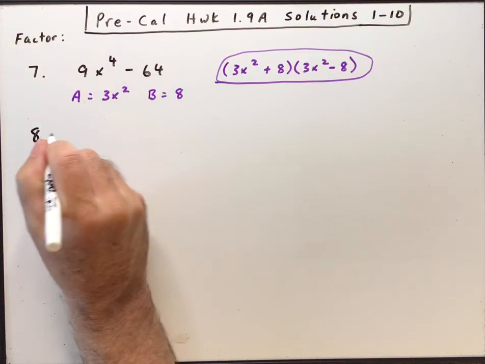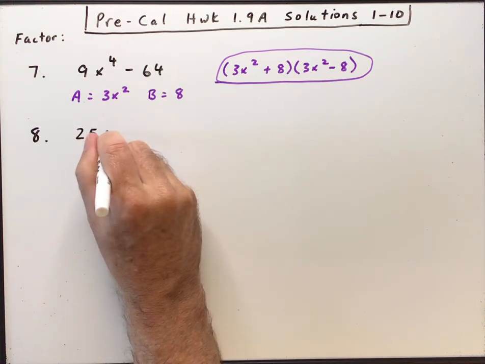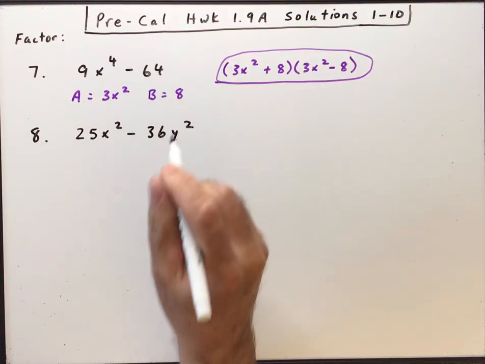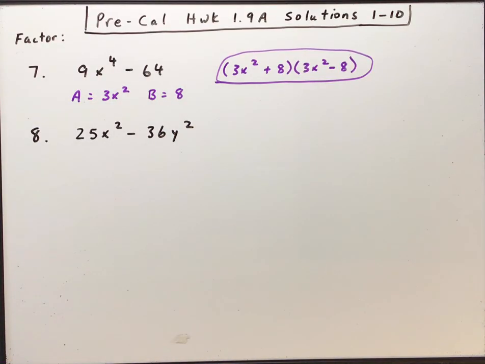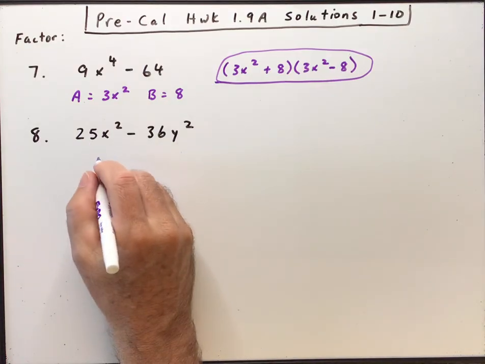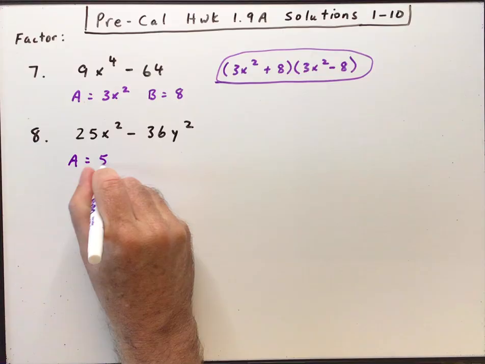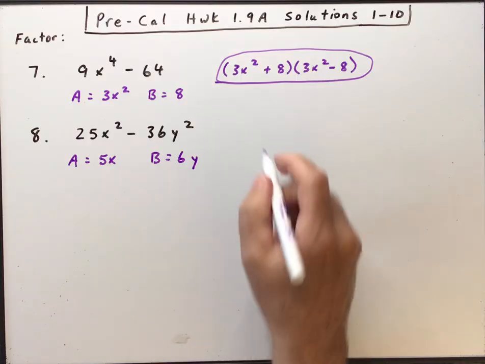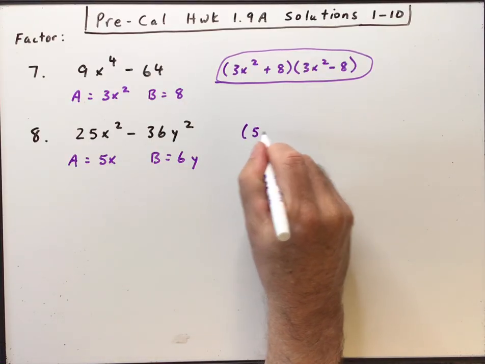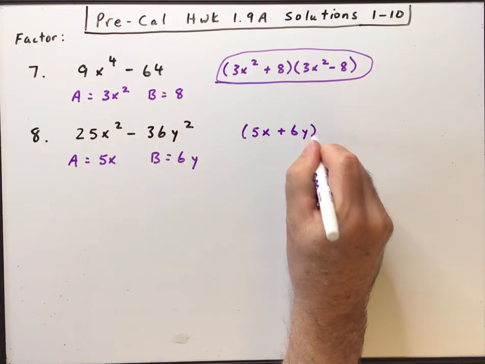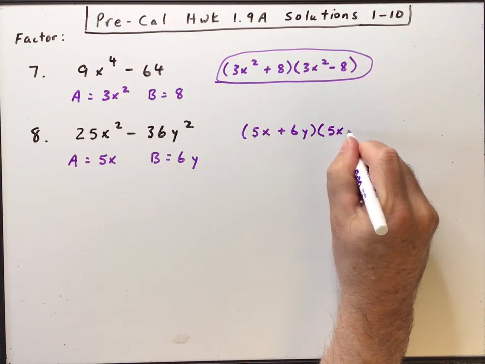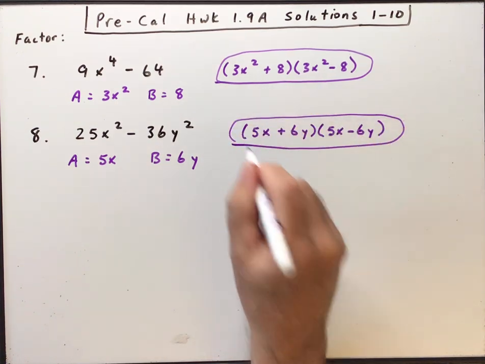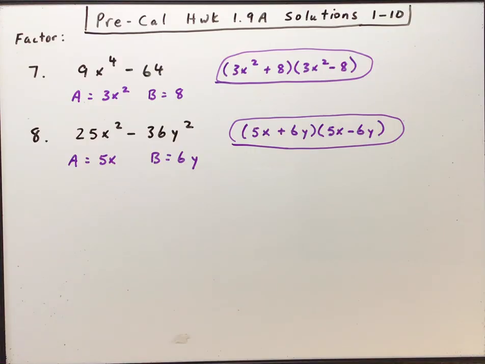All right, number 8. We have 25x squared minus 36y squared. All right, so hope you recognize those are two perfect squares there. So A would be 5x, B is 6y. So this would factor into 5x plus 6y times 5x minus 6y. All right, and I would suggest on a test you check it by foiling that back out, but we won't do that here.